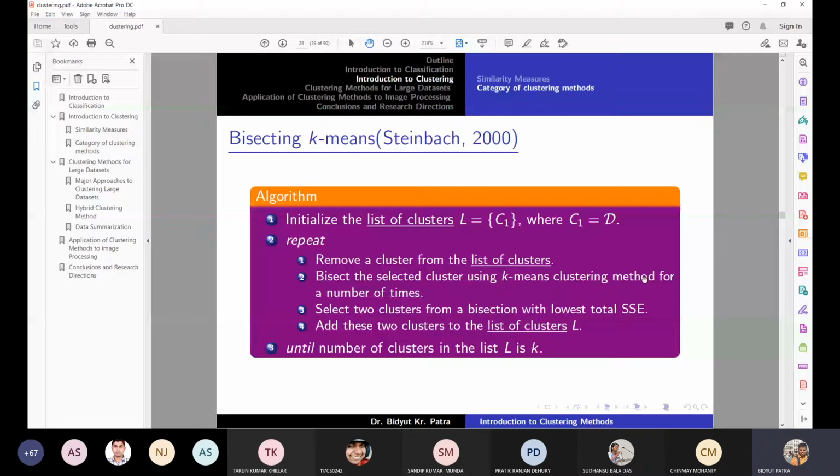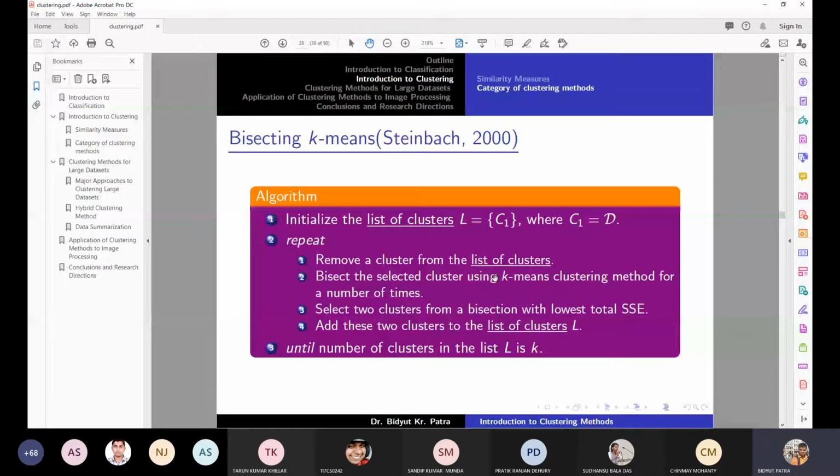K equal to 2. Okay, k-means clustering means here you have to bisect the selected cluster using the k-means clustering method for a number of times. Okay. So now you got many results, coming from each k-means. You apply k-means on the same data set, you get a result. You apply it again on the same data set and get another result. So 10 results you got, and each clustering has 2 clusters.